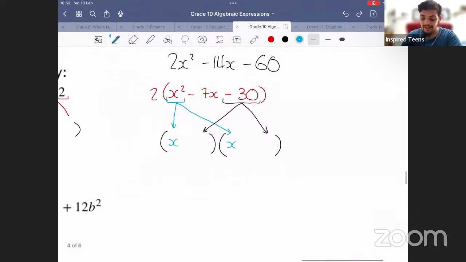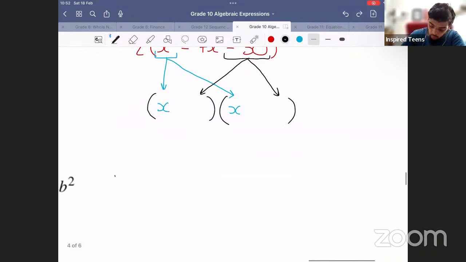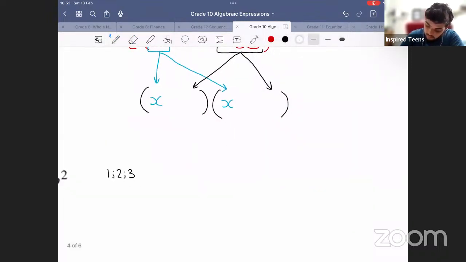The factors of negative 30 are plenty. We have 1 and 30, 2 and 12, 3 and 8. No, sorry, I was thinking 24. We have 1 and 30, of course. We have 2 and 15, 3 and 10, and what else do we have? 5 and 6. And that's all our factors of 30.